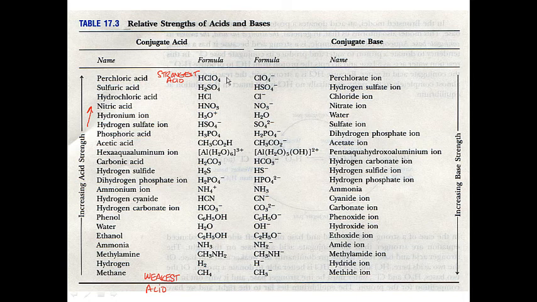So things like perchloric acid, sulfuric acid, HCl, nitric acid, and the hydronium ion itself, H3O+, those we classify as strong acids, and we say that those completely dissociate in water when we add them to it. So we get complete dissociation. So these are our strong acids.